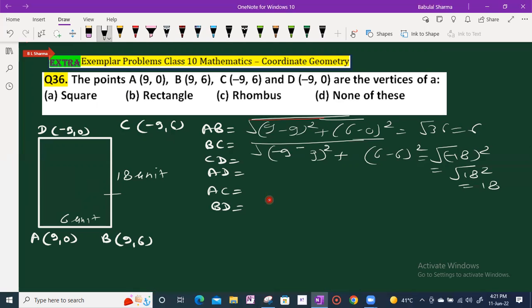And now CD. For CD, see, the coordinates: minus 9 plus 9 whole square, CD is this, plus 0 minus 6 whole square. Minus 9 plus 9 cancels. So that is 36, and the square root of 36 is 6. So CD is 6 units.